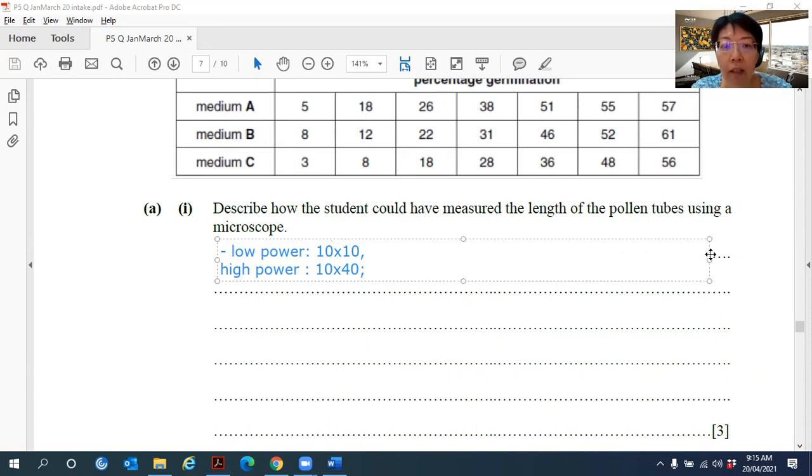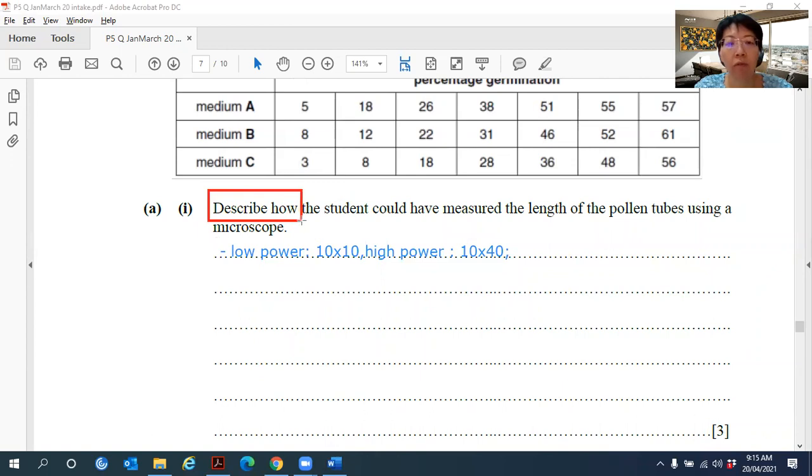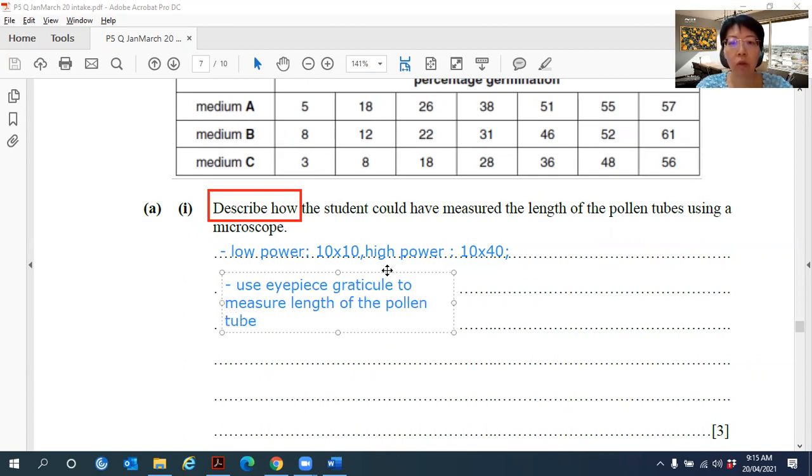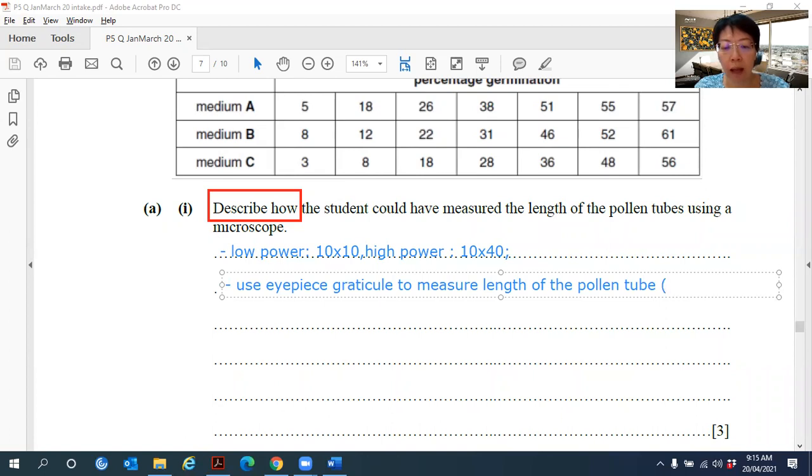Can you see that when you're asked to describe how, the keyword here is describe how. That means you have to give all the details so the person can follow your instruction and get the results. It must be very detailed. So then what you do is you use the eyepiece graticule to measure the length of the pollen tube. That's what you're going to do. After you measure it, the unit could be eyepiece graticule unit, EGU.